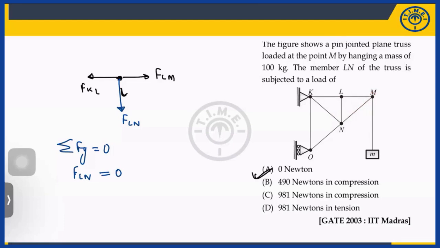Understood? You have to identify the force in the Ln. What is the special condition? If three members are meeting, out of which two are collinear, that means the force in member Ln is zero. If you want, you can check with this one also.